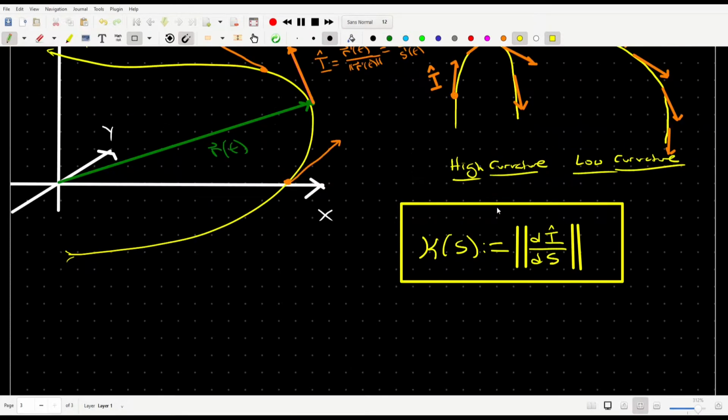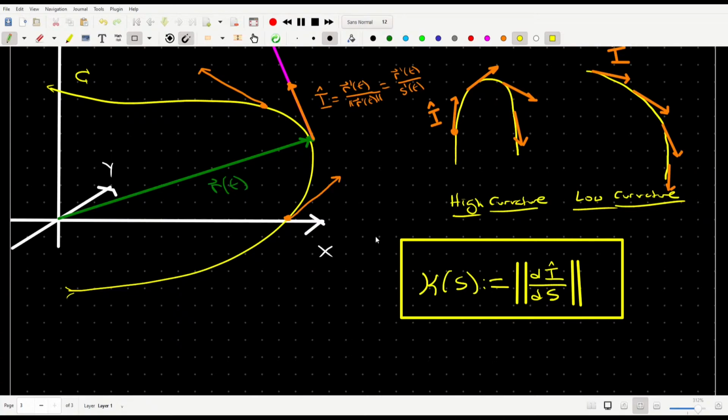So this is the definition of curvature, that we define it as at any given point of arc length, the rate of change of the unit tangent vector at that point. And it's the total length of this vector. So it's a number. Right? This is the length or the magnitude of the derivative of the unit tangent vector with respect to arc length, or the change in this vector T hat along the curve.